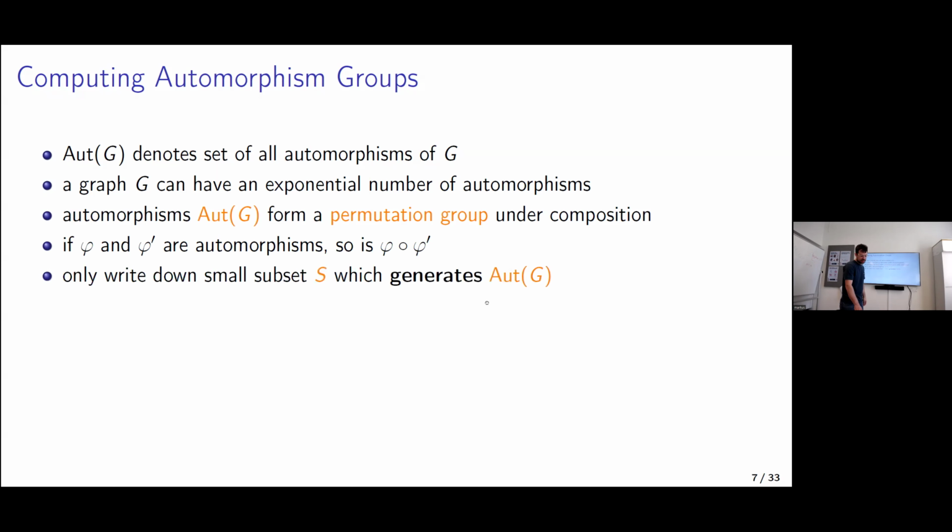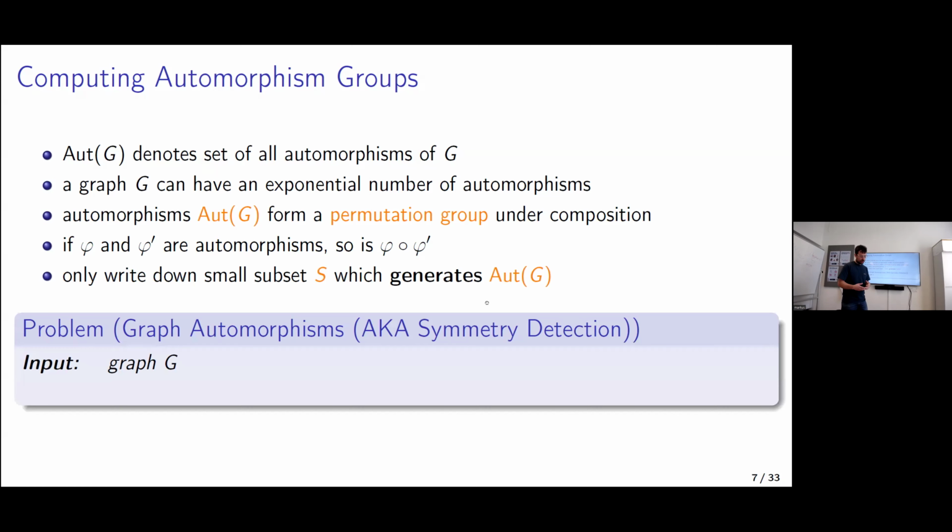And so the idea is to not just write down all of the symmetries, but the smallest set which suffices to generate all of the symmetries. So if you apply this composition operation exhaustively to this given subset, you will get all of the automorphisms. So this is called a generating set, and we can always write down a small generating set. So we can always write down a set of size n log n, roughly.